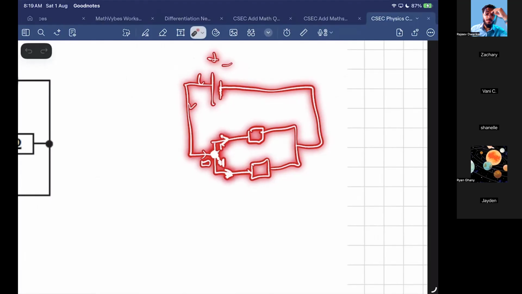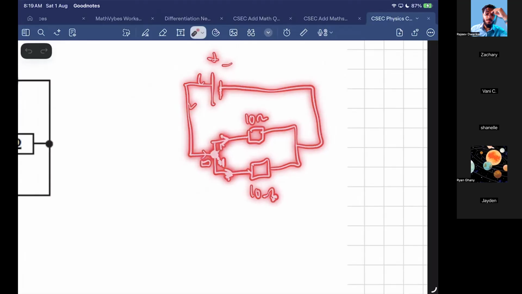So Chanel, do you think the current would split evenly, or it depends on what the values of the resistors are? It does depend. If this is 10 ohms and this is 10 ohms, seeing that both of them have the same value, the current would split evenly. You understand? It would split evenly if it is the same value.